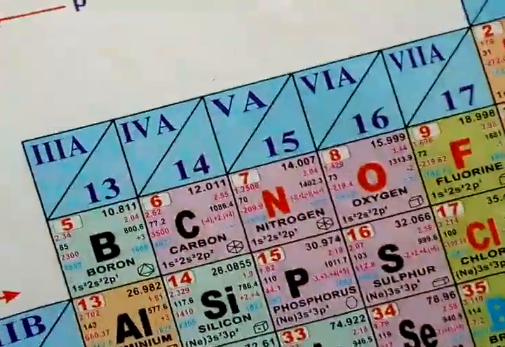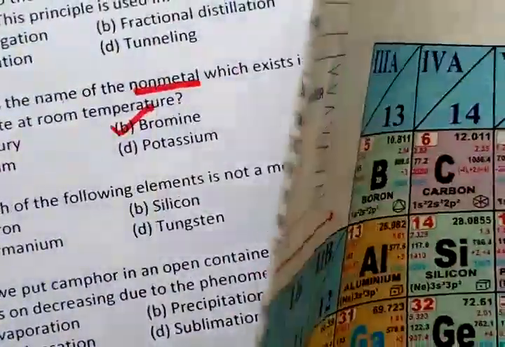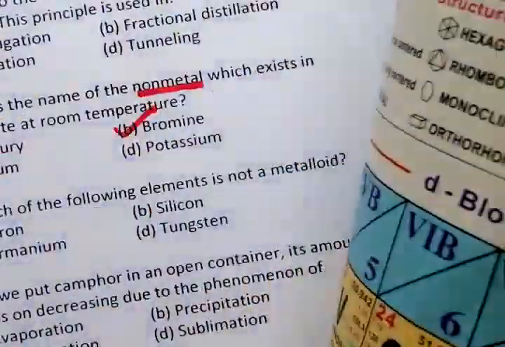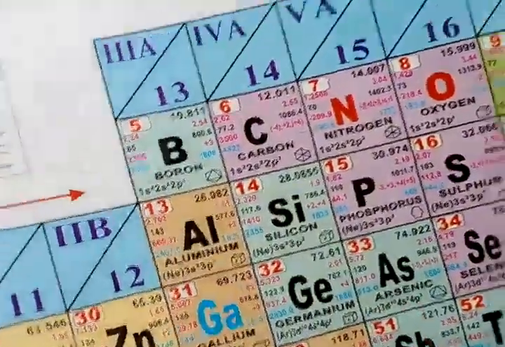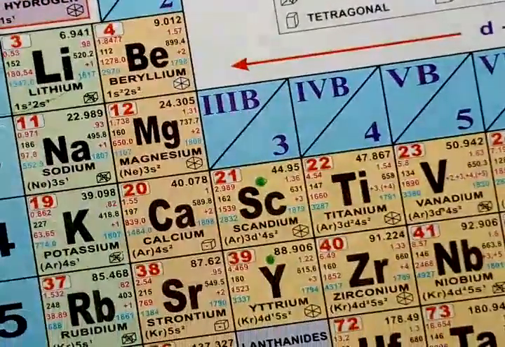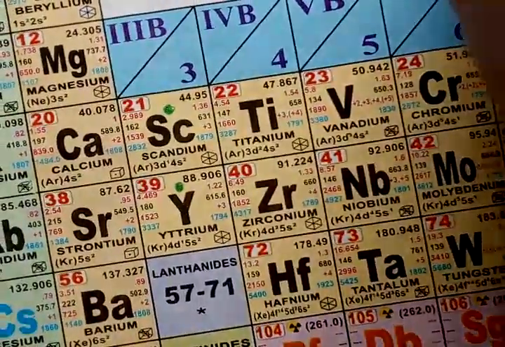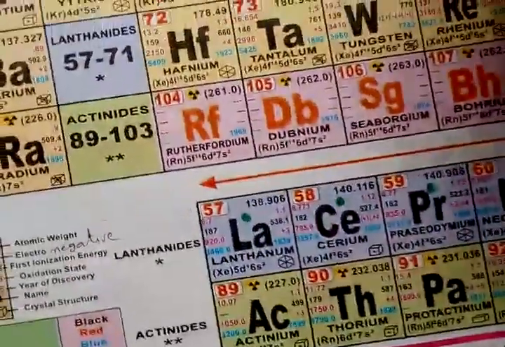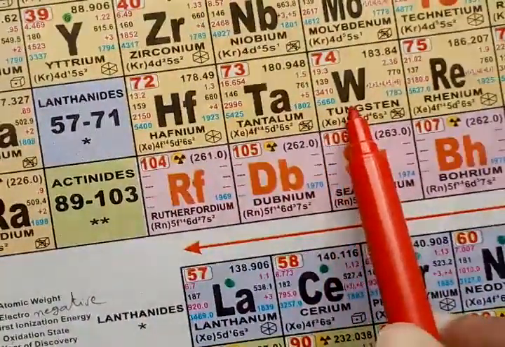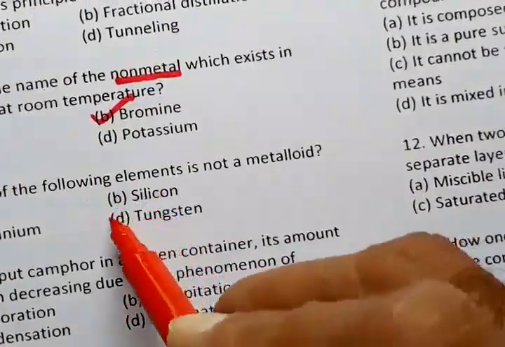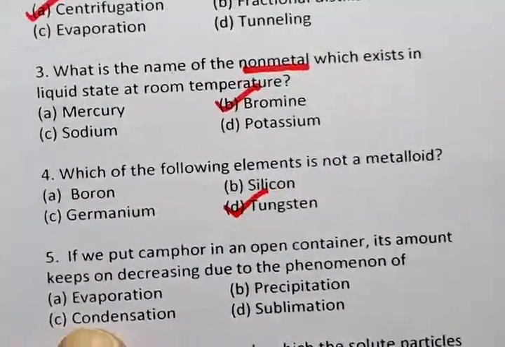Boron is metalloid. Okay. Silicon is metalloid. Germanium is metalloid. Tungsten is not metalloid. You go back and see. See here, tungsten is here in the metals. See, it is here. Tungsten. So tungsten is the answer for this. Okay.